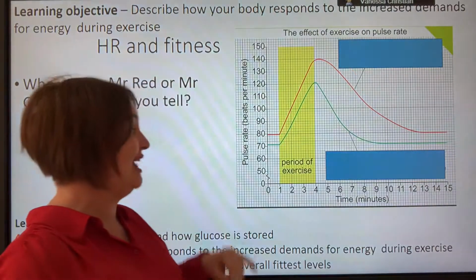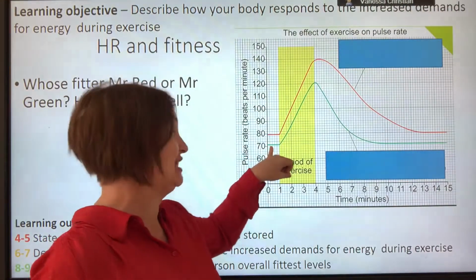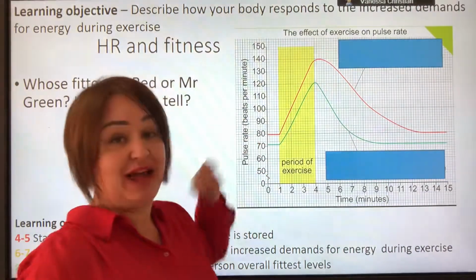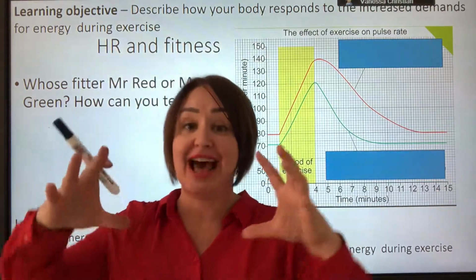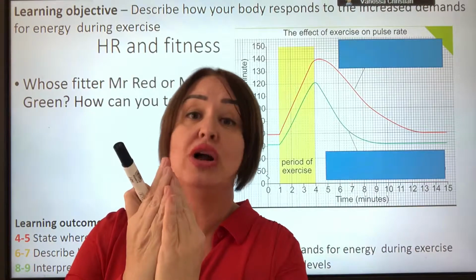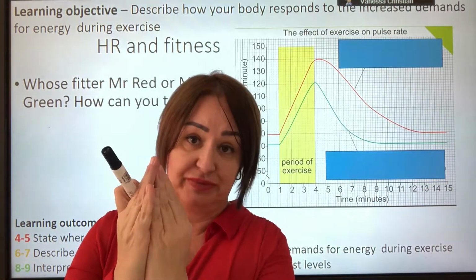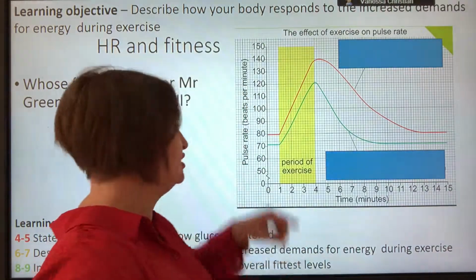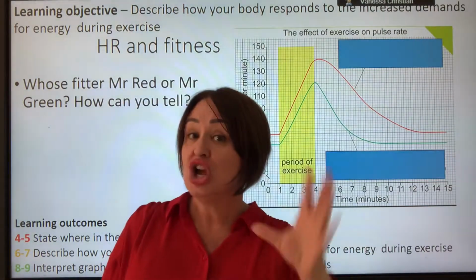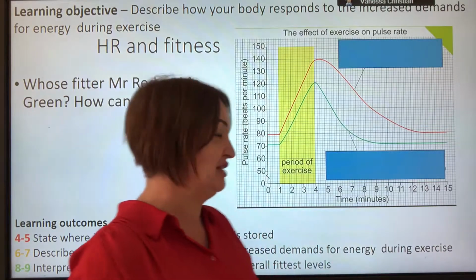Well, looking at the data, I would say that Mr. Green is the fittest. And that's because when at rest, he has a lower heart rate than Mr. Red. That generally means that the volume of blood in each contraction of the heart is more, the heart is stronger because each contraction is pumping out more blood. So he has a stronger heart than Mr. Red. Because Mr. Red also needs blood, but his heart isn't as strong, so he's having to pump more times to pump the same volume of blood around the body.